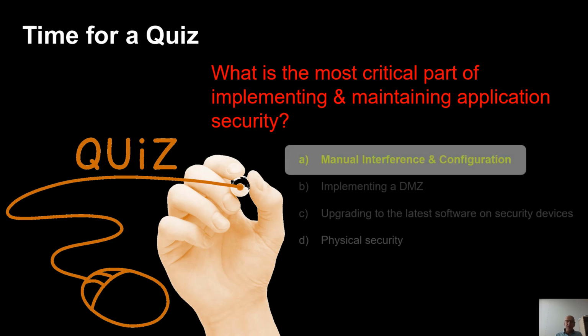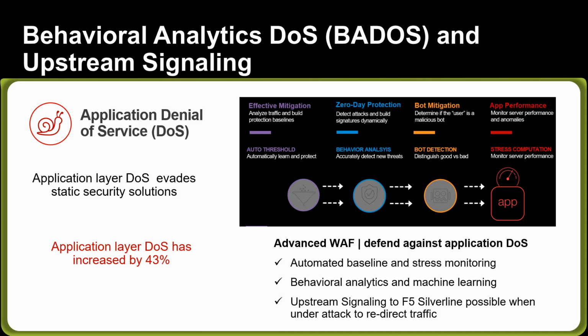And the most critical part, of course all these parts are critical, but the most critical part is always the manual interference and configuration. The fact that if something changes, it needs manual interference and manual configuration to bring your defense up to strength in this changed situation. And if you think about the fact that attackers use more and more automated attacks so that your application is constantly under attack, you of course also want to have it constantly protected and not wait for a manual update on your security measures. And the only way to do this is automate. And that's what we do with behavioral analytics, DOS, and we combine that with upstream signaling.